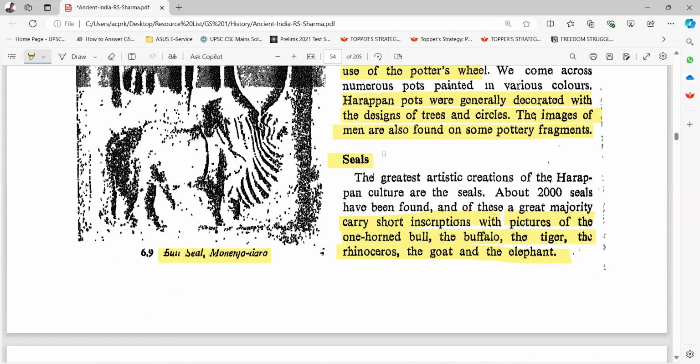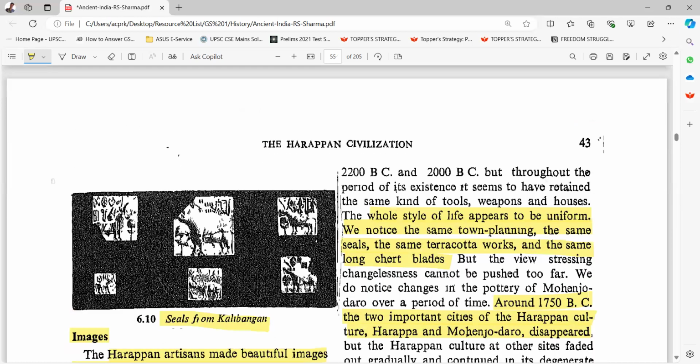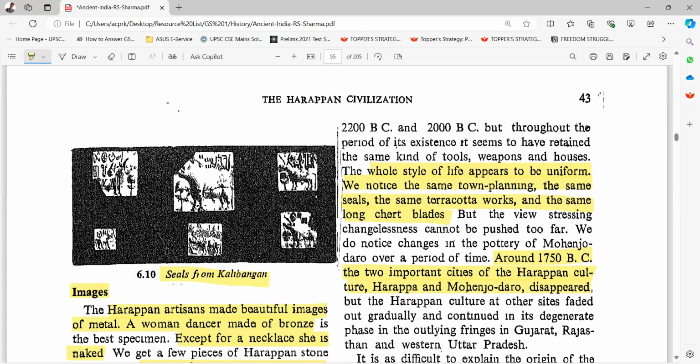Seals. The greatest artistic creations of the Harappan culture are the seals. About 2,000 seals have been found, and of these, a great majority carry short inscriptions with pictures of the one-horned bull, buffalo, tiger, rhinoceros, goat, and elephant. Okay. See, figure 6.10 shows the seals from Kalibangan.